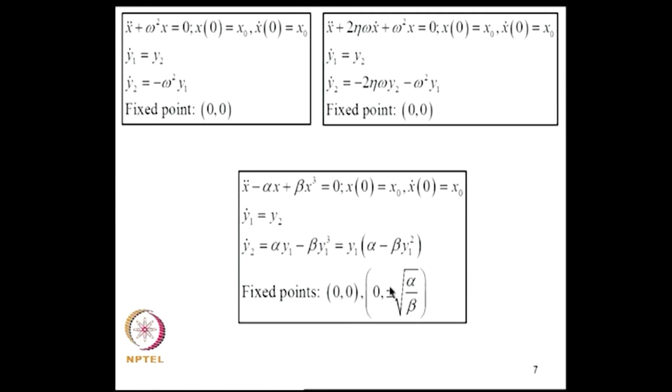Now, these are linear differential equations, this is a non-linear differential equation. So, one thing that we can observe immediately is for systems governed by linear systems there is only one fixed point, whereas for a non-linear system there can be more than one fixed point.